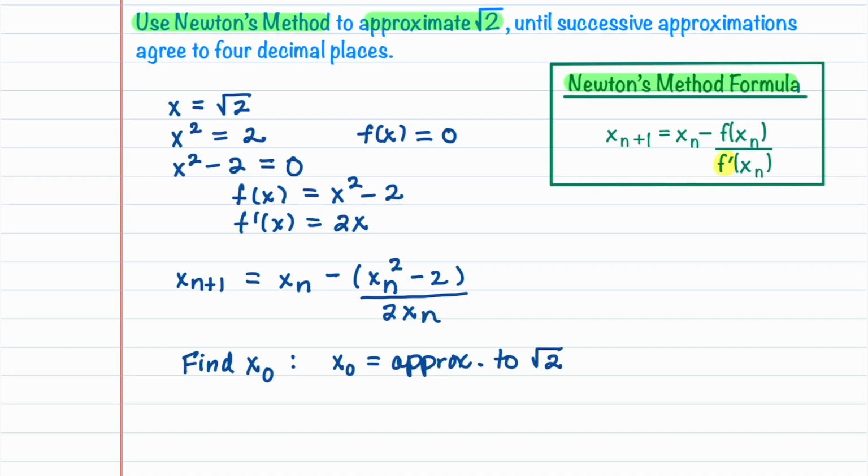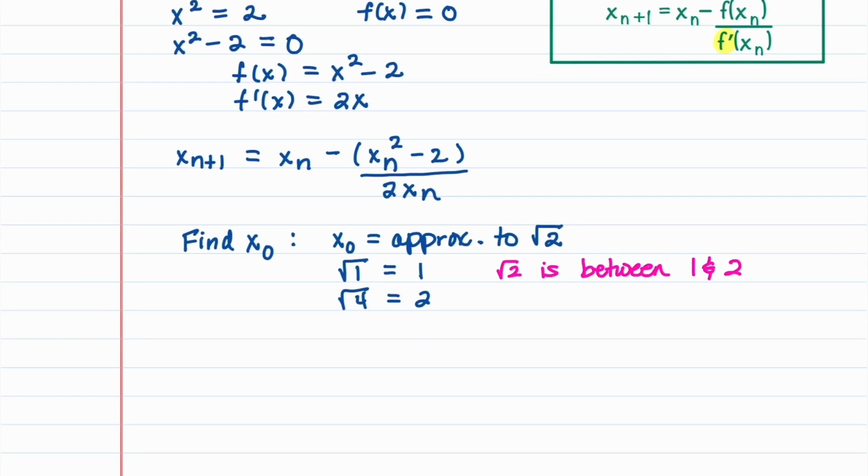So let's go ahead and do this. Let's write down that the square root of 1 is equal to 1. And then let's think about a number that we know the square root of. That next number would be 4. So let's write down that the square root of 4 is equal to 2. This means that the square root of 2 is going to be between 1 and 2. So I think a good approximation to start with would be halfway in between. So let's let x0 be 1.5.